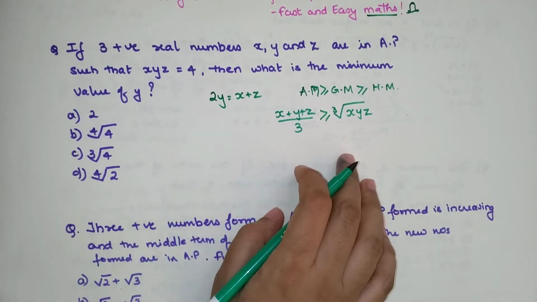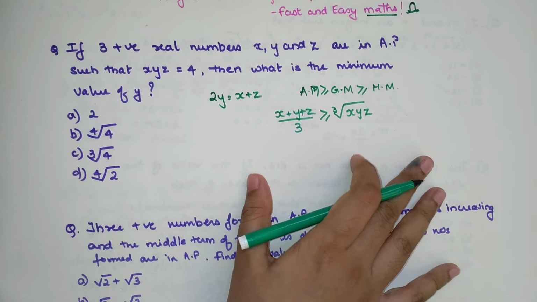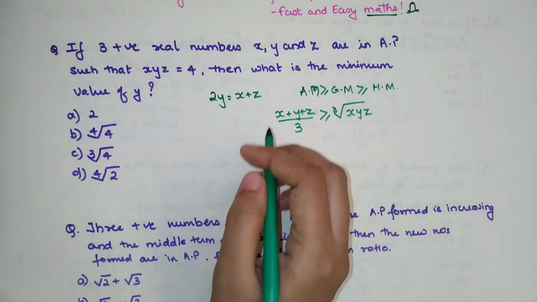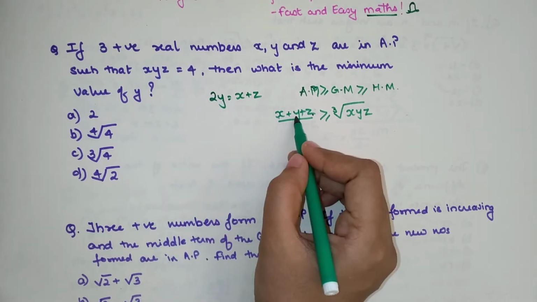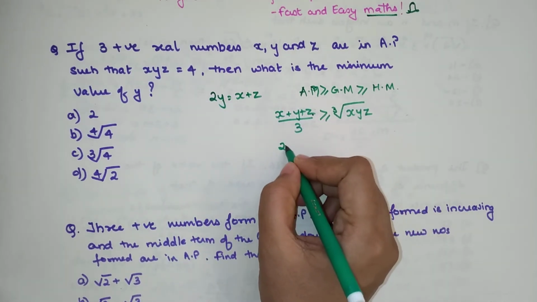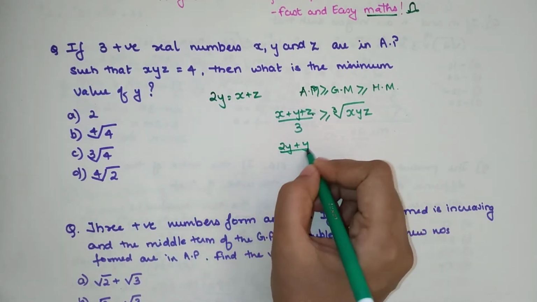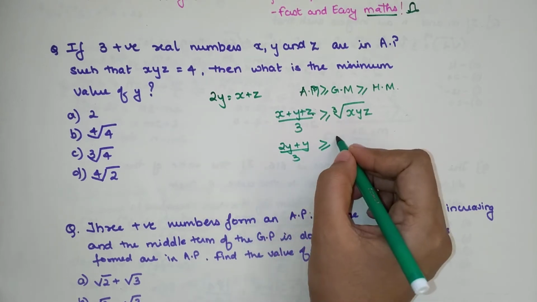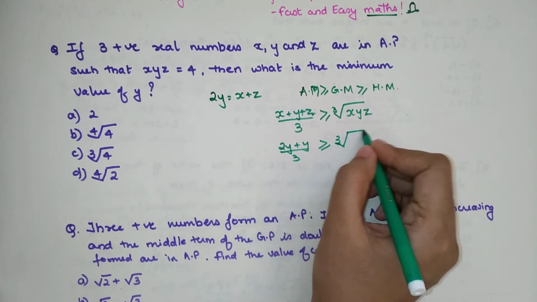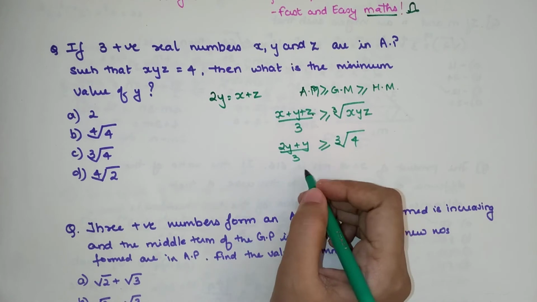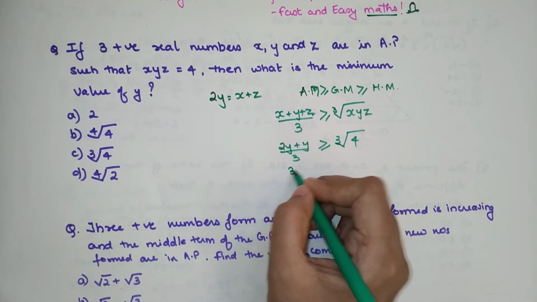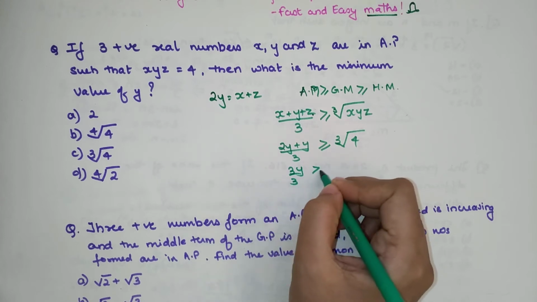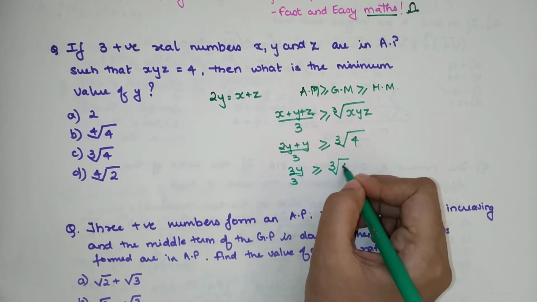So now I'm sure after looking at this particular equation, you would have figured out how to do this, because we know that x plus z is equal to 2y, and here 1y is already given. So 2y plus y upon 3 should be greater than or equal to the cube root of xyz, which is given as 4. So we can say 3y upon 3 will be greater than or equal to the cube root of 4.